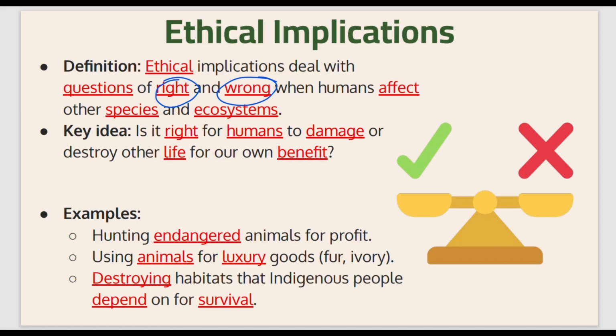Another example is using animals for luxury goods, such as fur and ivory. A lot of the time that brings up ethical questions of, is it fair, is it right to be potentially killing these animals to get these luxury items just for fashion or just for aesthetics? Is it right? Is it wrong? As you can see, kind of the trend with this one.